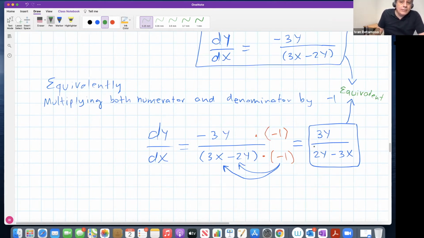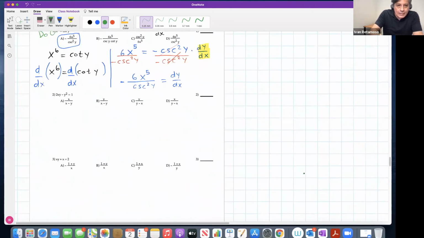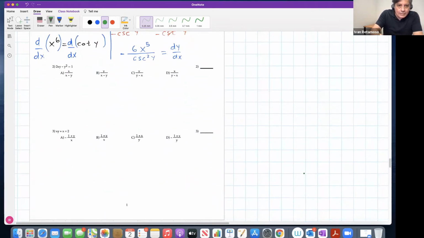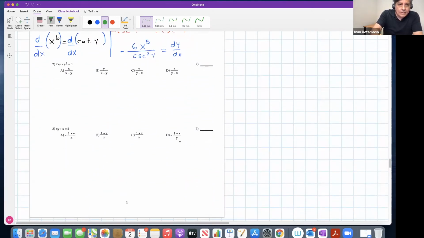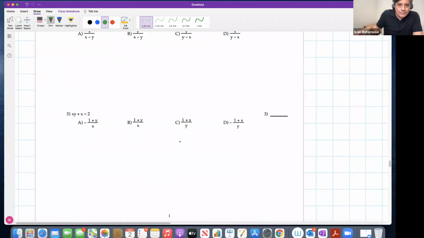So for multiple choices, try this. For homework, you can try this, so this doesn't matter. Okay, guys, so now using this technique, try to do something so we can move on. I'm gonna give you something that is not that difficult. This one, for example. What about this?